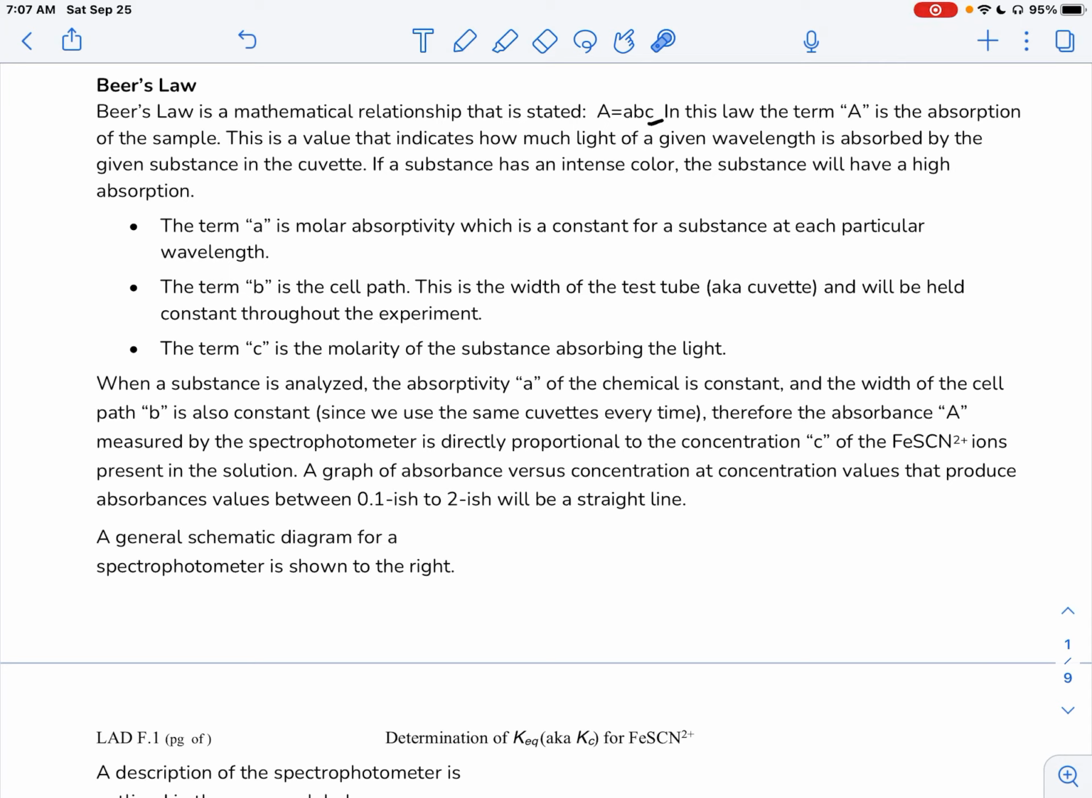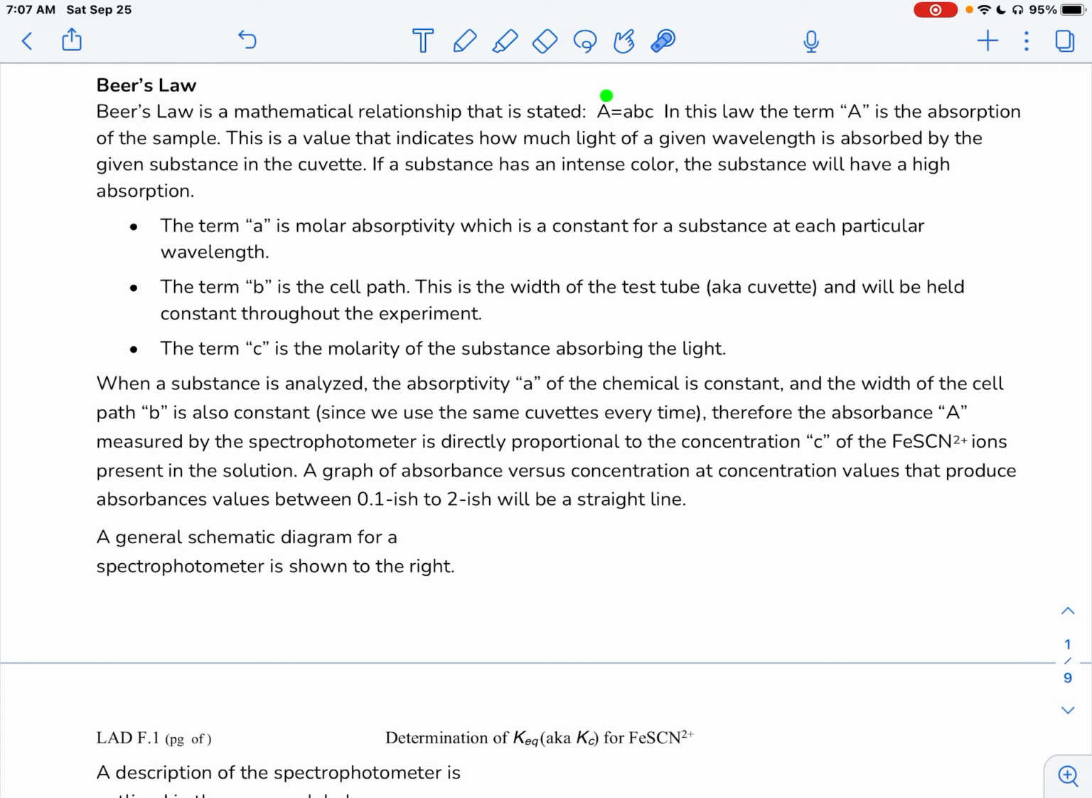I want to talk a little bit about Beer's law. So Beer's law is one of the formulas that's on your formula sheet, and we'll be looking at it more closely in our post-lab stuff. But we can use this to figure out the concentration of different solutions, and then we can use that concentration to figure out K, which is what we're going to do in this lab. So we can kind of go through it.